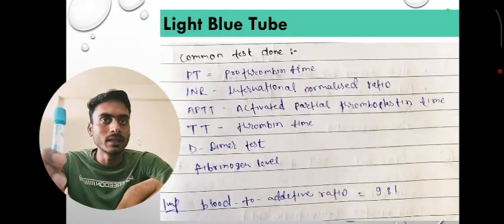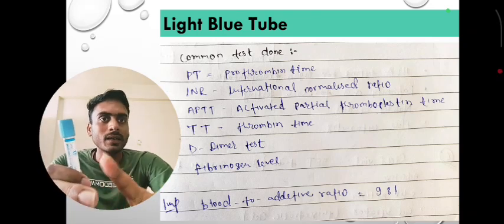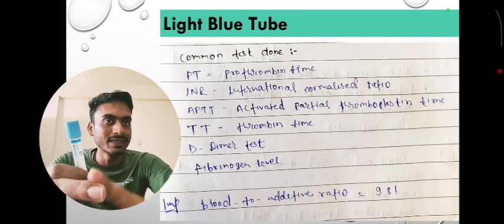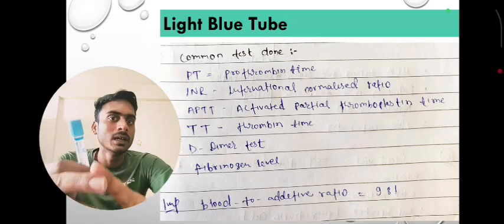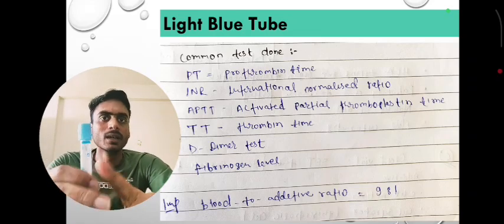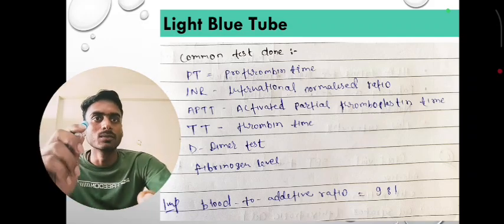The most common tests done in the light blue tube are PT, prothrombin time, INR, international normalized ratio, APTT, activated partial thromboplastin time, TT, thrombin time, D-dimer test, or fibrinogen level. For MCQ you just remember mainly prothrombin time or thrombin time. Light blue tube.